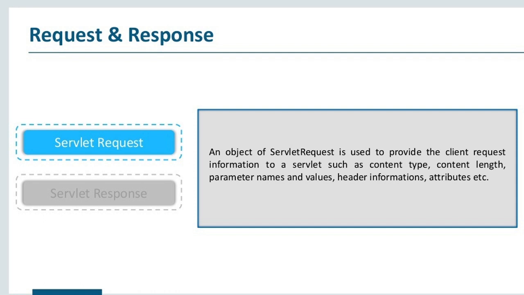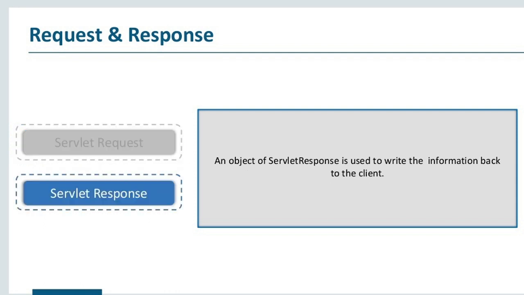Instead of which, what we did, we got the parameter names. Request dot get parameter. As the name itself tells, the request object is used to get the request information from the client. Response: if you want to send the information back to the client, then we'll be using the response object.